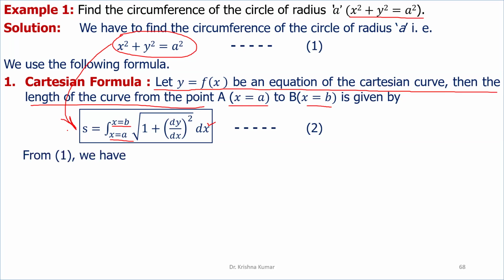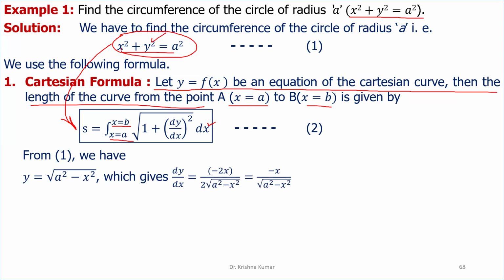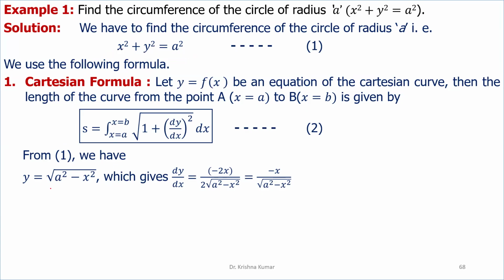From equation number 1, since it is x square plus y square equal to a square, y square is equal to a square minus x square. So y is equal to root over a square minus x square. Since it is y square, it should be plus minus, but we are only taking the positive value here. Now, if y equals root over a square minus x square, then what is dy/dx? Because if we want to find the value of s, we need to find the value of dy/dx.